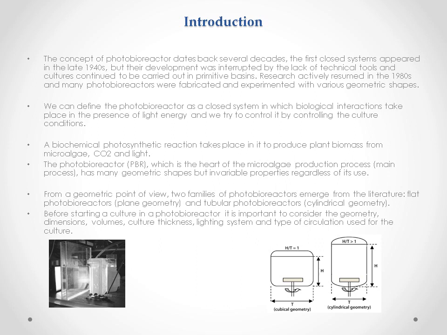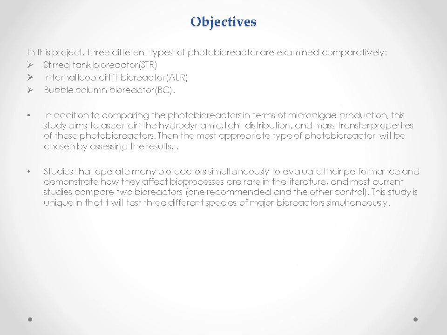It is crucial to take into account the geometry, dimensions, volumes, culture thickness, illumination system, and the type of circulation before beginning a culture. This study intends to determine the hydrodynamic, light distribution, and mass transfer features of these photobioreactors, in addition to comparing how well they produce microalgae. After evaluating the outcomes, the best type will be selected.